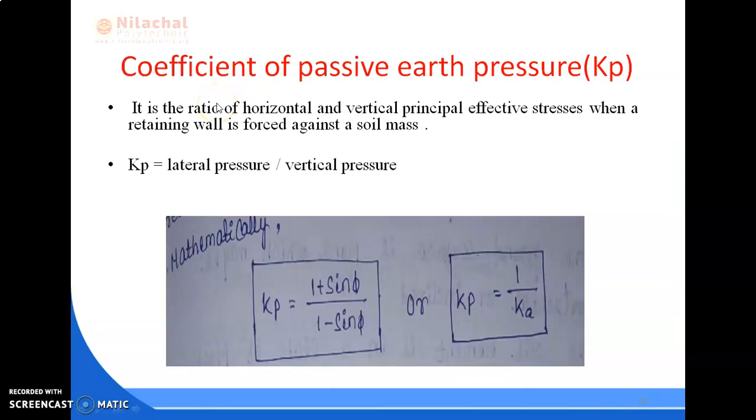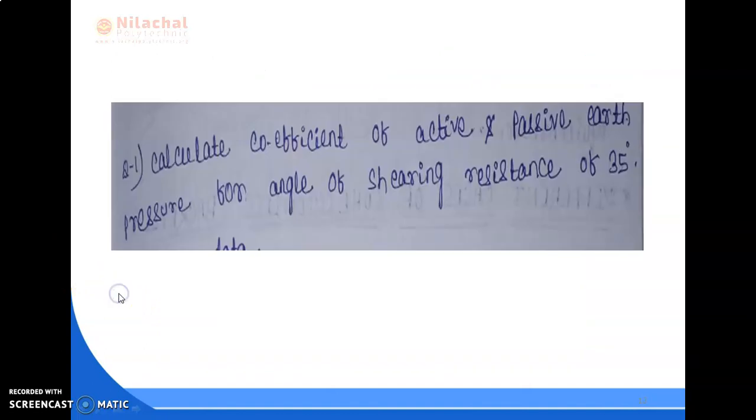Next is the coefficient of passive earth pressure, that is Kp. The definition is the same: it is the ratio of horizontal and vertical principal effective stresses when a retaining wall is forced against a soil mass. Here Kp equal to lateral pressure by vertical pressure, and the final formula is Kp equal to 1 plus sin phi by 1 minus sin phi, or we can write Kp equal to 1 by Ka. This is the important formula you have to remember: Kp equal to 1 plus sin phi by 1 minus sin phi.